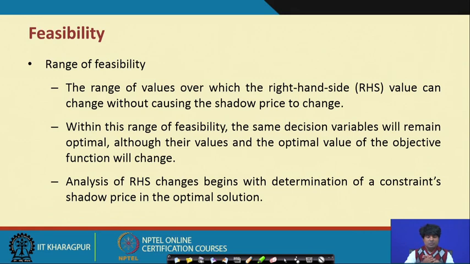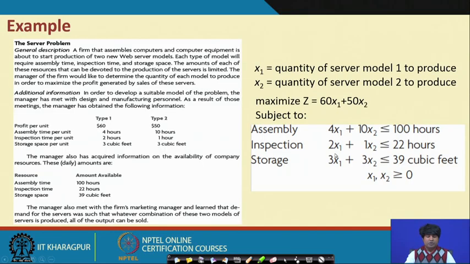And analysis of right hand side coefficient changes deals with the determination of constant shadow prices in the optimum solution. So, when we change the particular structure of the problem, there is a high chance that the optimum solution will change, but at the same time there is also a high chance that the optimum solution will not change at all.